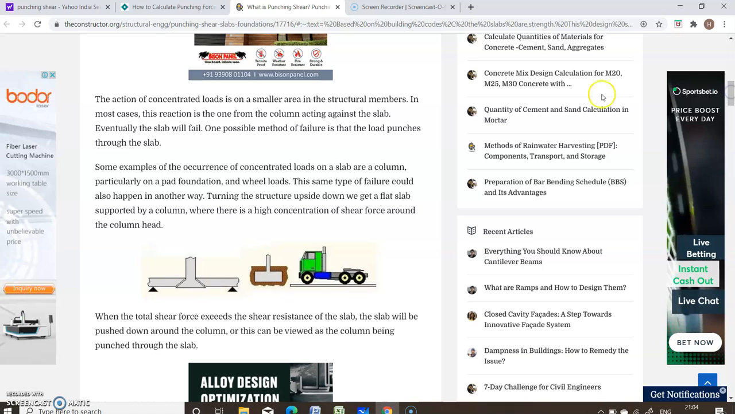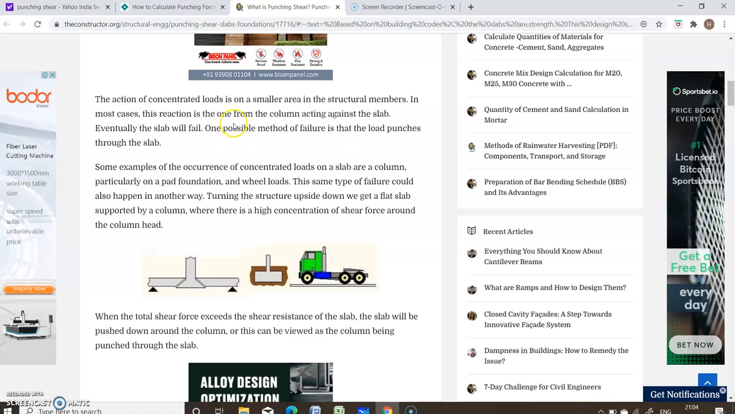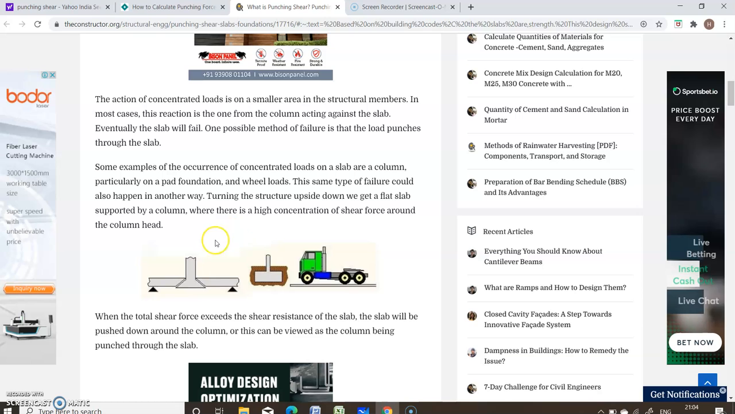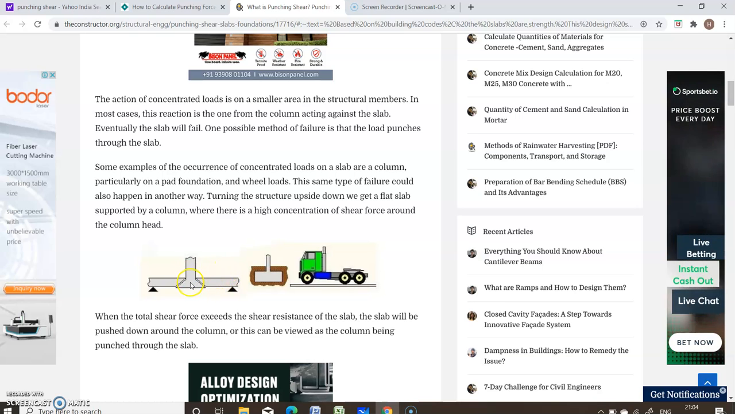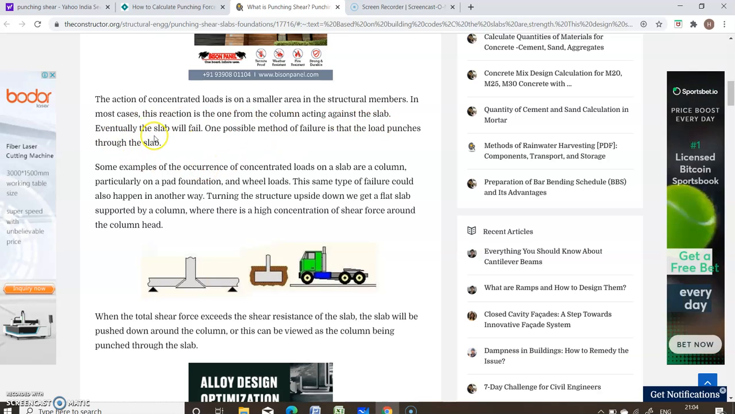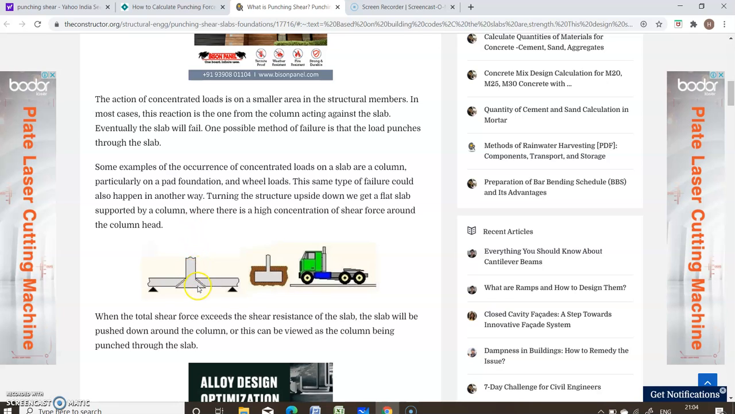In most cases, this reaction is the one from the column acting against the slab, like this. If a column is there and there is a slab adjacent to this column, in most cases this reaction is the one from the column acting against the slab. Eventually the slab will fail, or punch off, along a punch cone. So one possible method of failure is that the load punches through the slab.